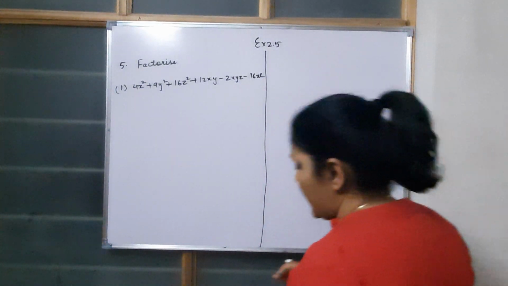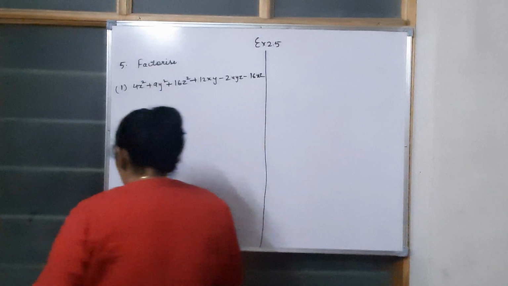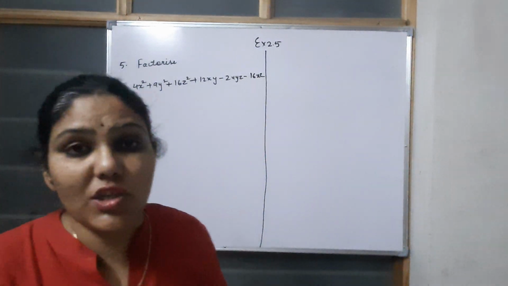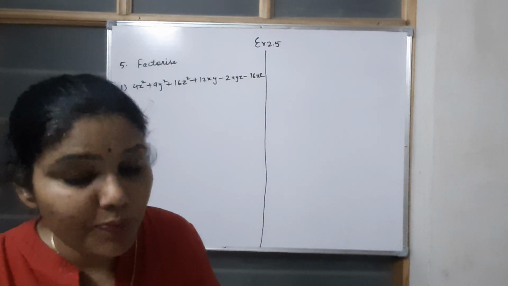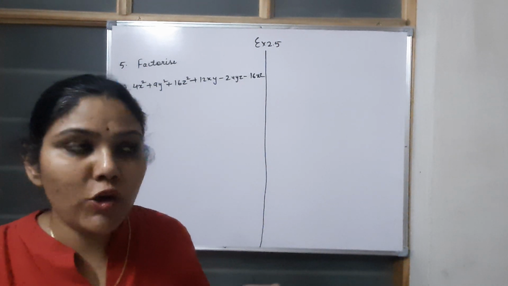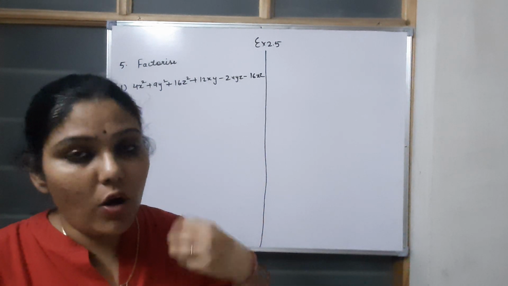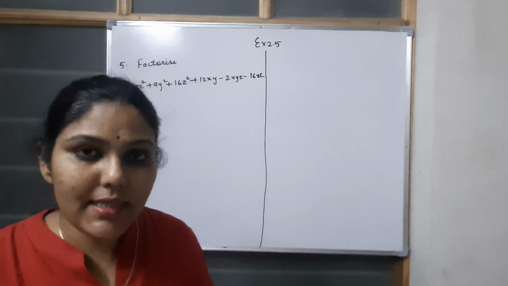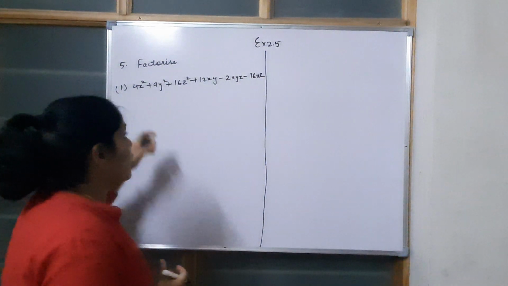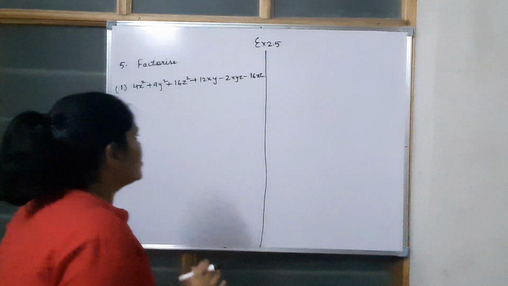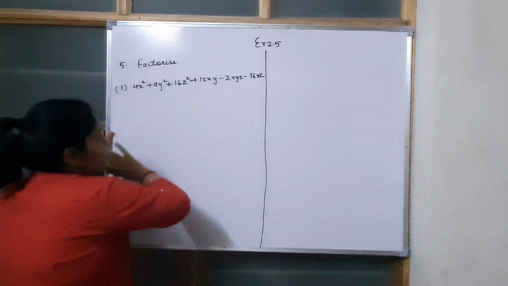How do we factorize a polynomial? You remember what factorization is? Factorization is writing an algebraic expression, or I must say a polynomial, as a product of its factors. So just look here, here also we are going to do the same.